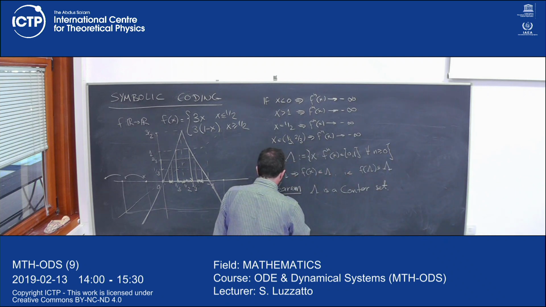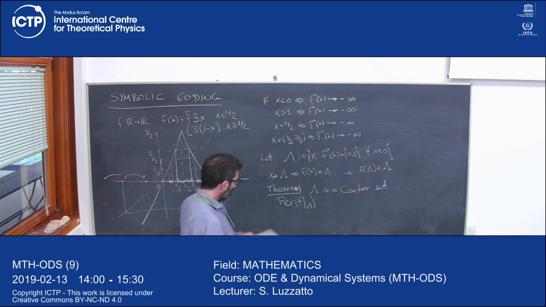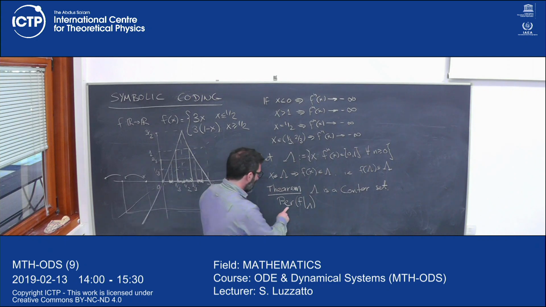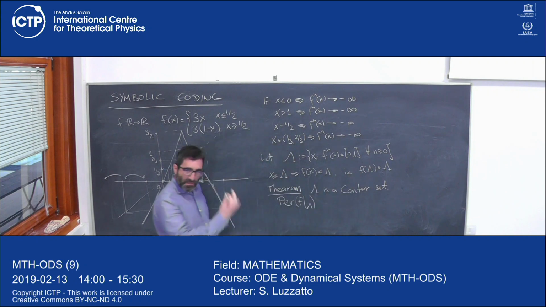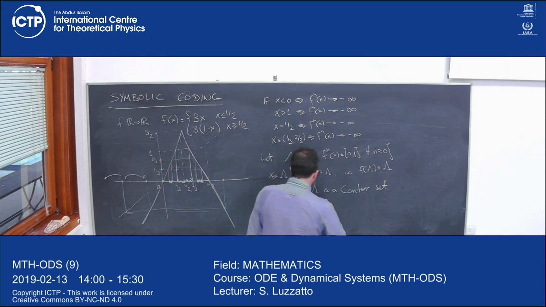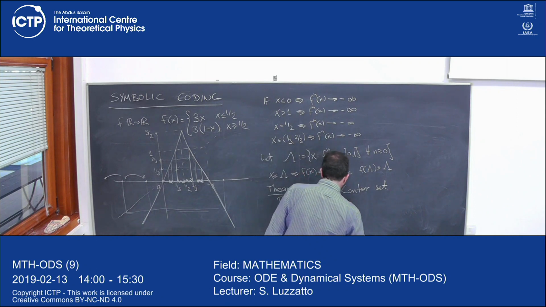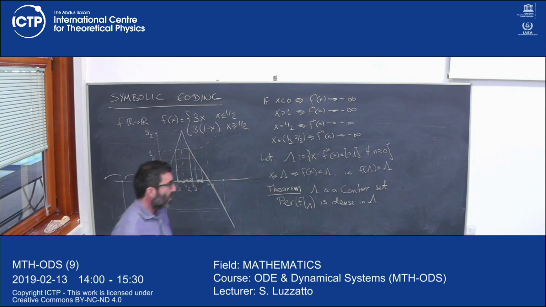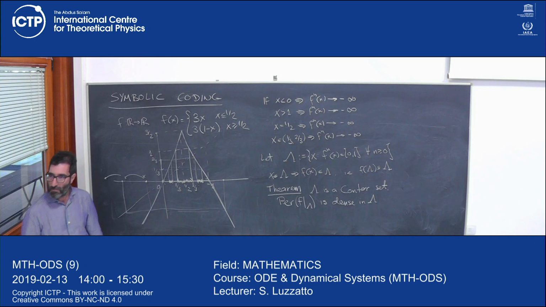So periodic points. So the set of periodic points of f restricted to lambda. Since lambda is invariant, we can talk about f restricted to lambda, so we just look at f on lambda. So this is the set of periodic points, is dense in lambda. So there's lots of periodic points.